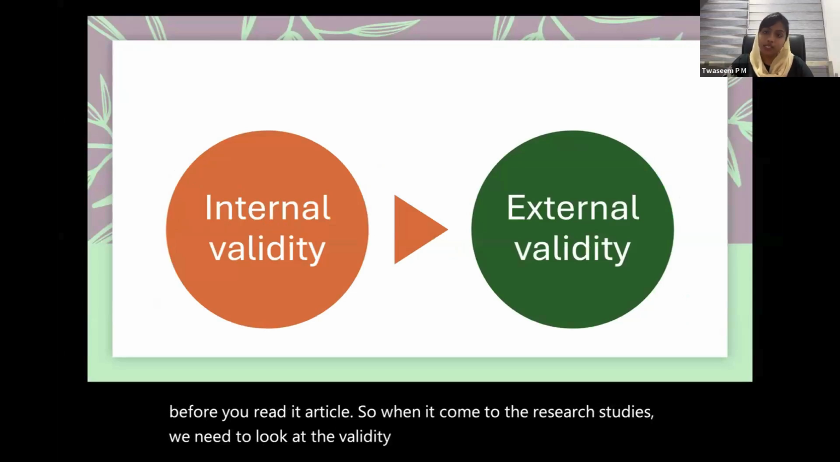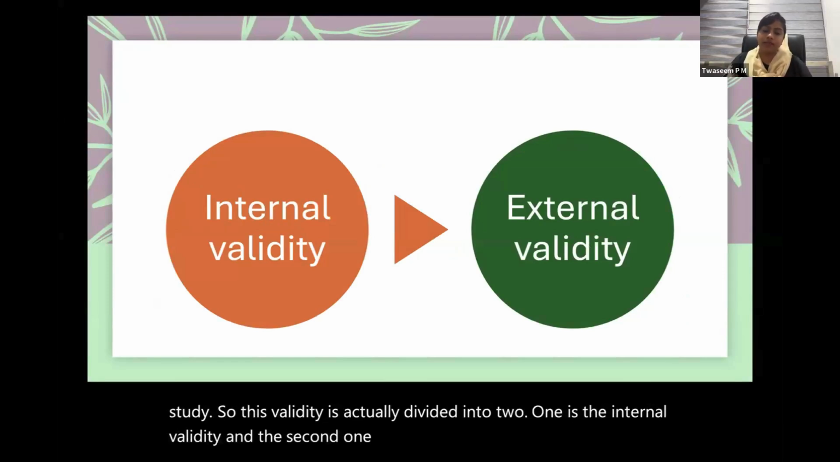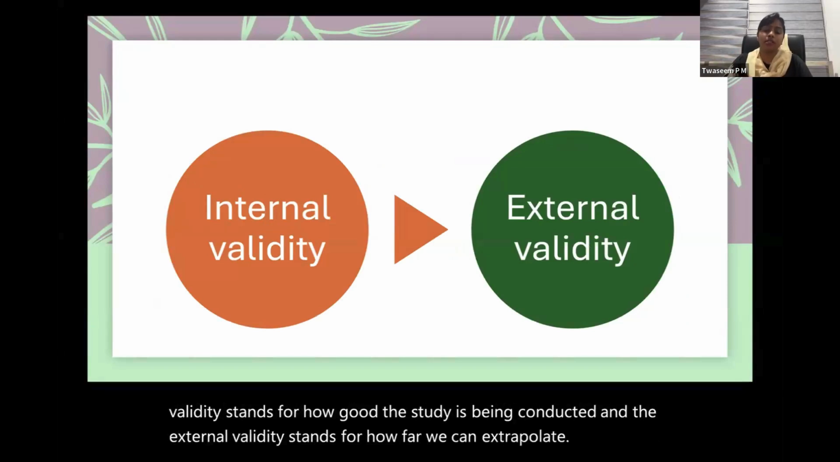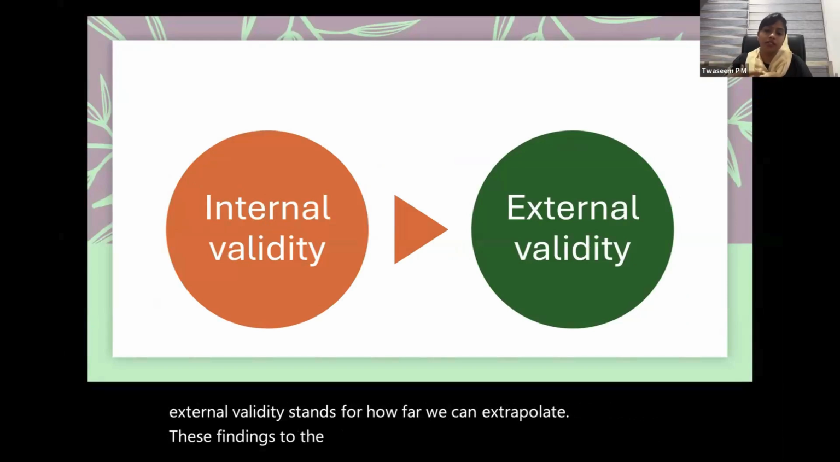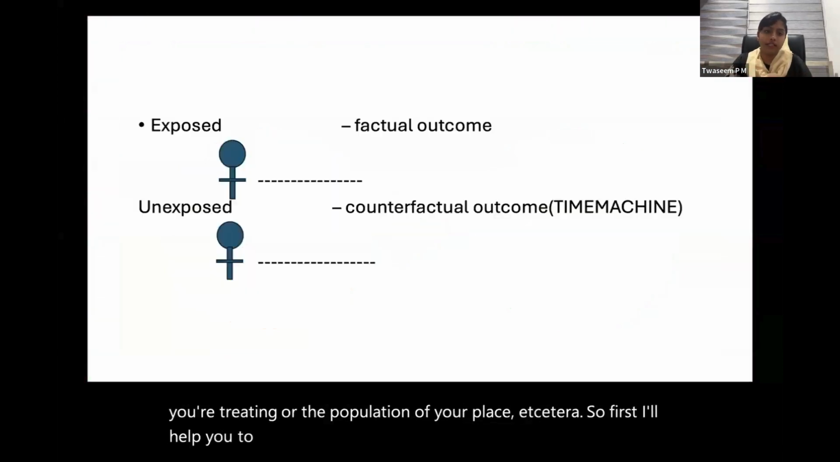Validity stands for how good a study is. This validity is actually divided into two. One is the internal validity and the second one is the external validity. The internal validity stands for how well the study is being conducted, and the external validity stands for how far we can extrapolate these findings to the population, probably the population that you're treating or the population of your place, etc. So first, I'll help you to delineate the internal validity.